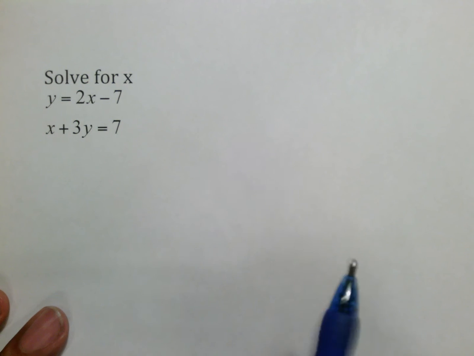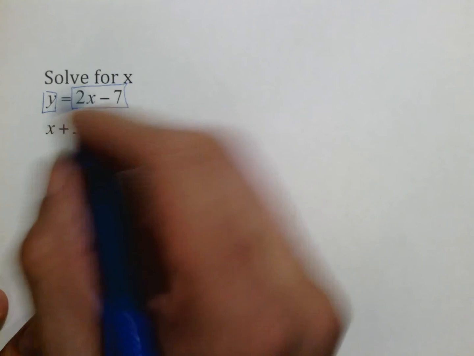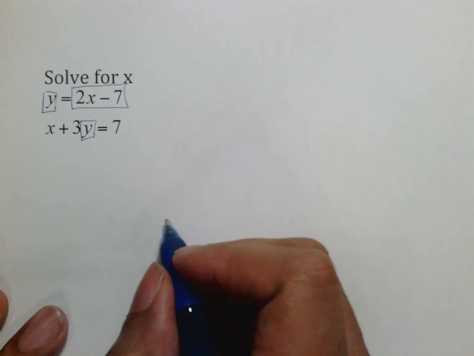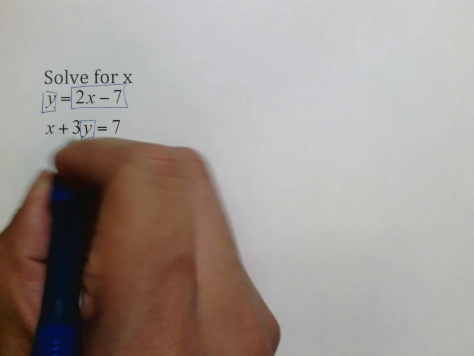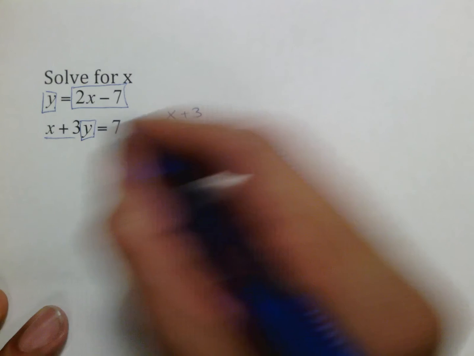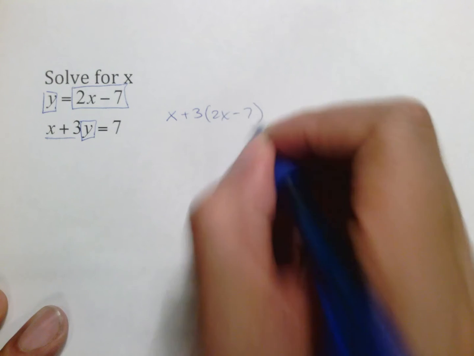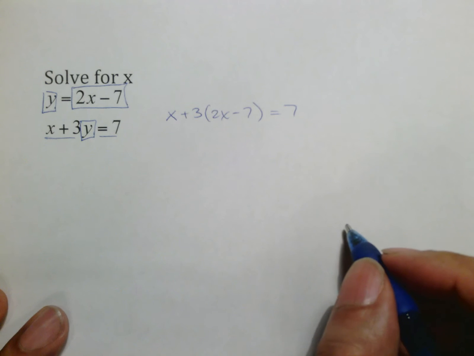We have y equals 2x minus 7, so we put y into the box, and 2x minus 7 into the box, and because that's a y, so is this. That goes into the box. Everything in front of the box gets written, so x plus 3. Y turns into 2x minus 7. Behind the box is equals 7.